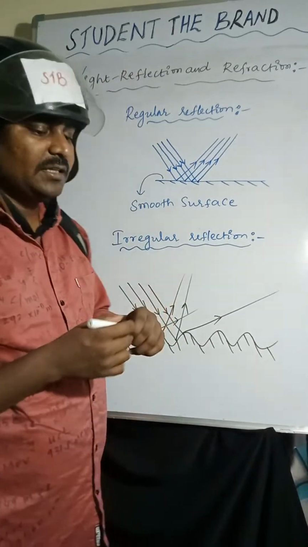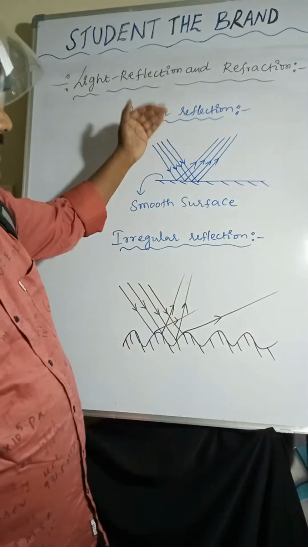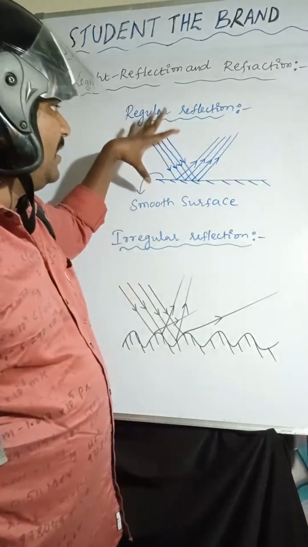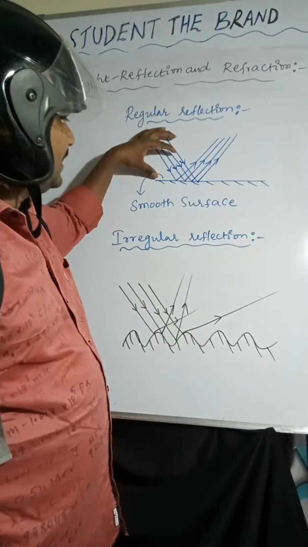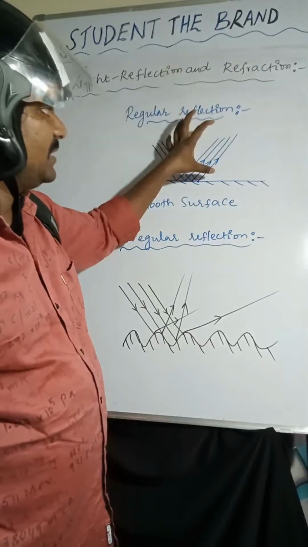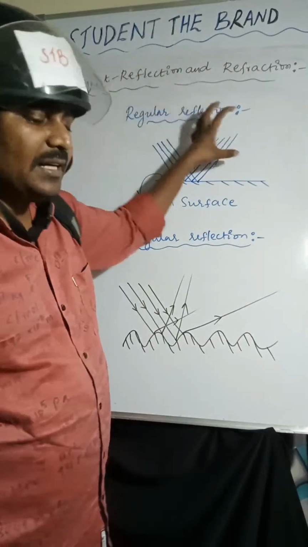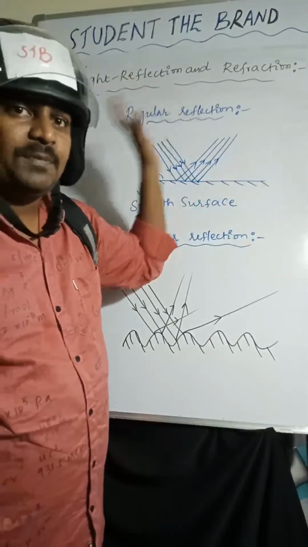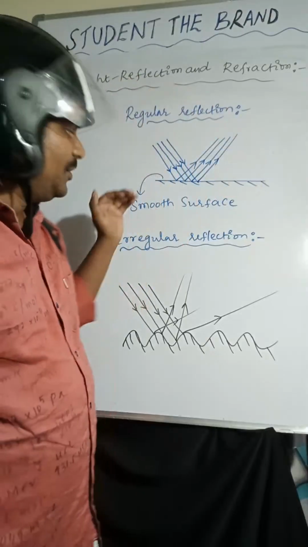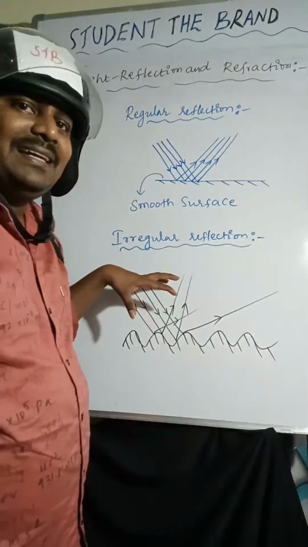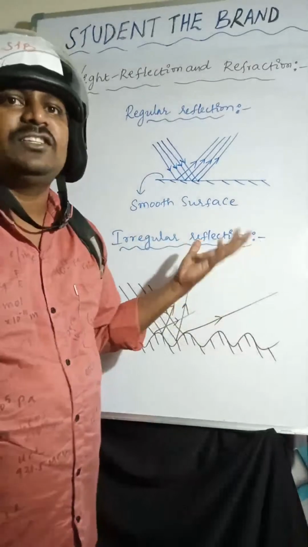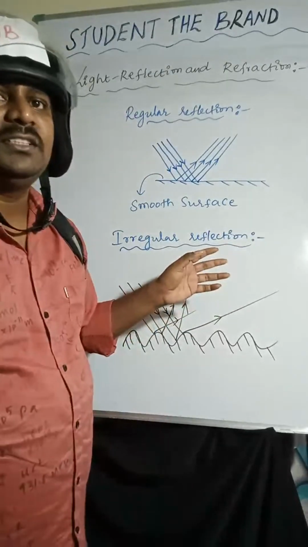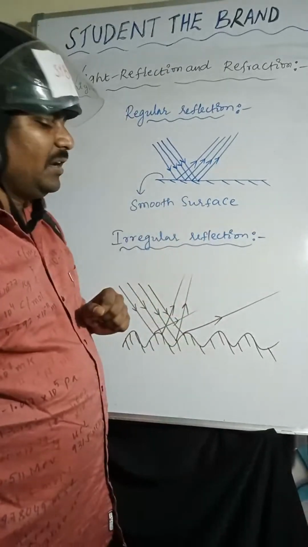Coming to regular reflection, incident light rays are parallel, then the reflected light rays are also parallel to each other. This type of reflection is called regular reflection. Coming to irregular reflection, incident light rays are parallel to each other, but reflected light rays are not parallel to each other. So this type of reflection is called irregular reflection.